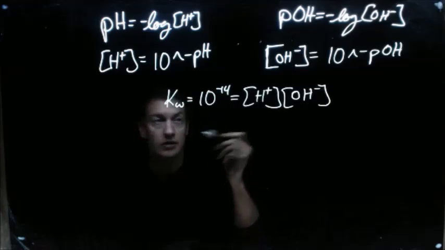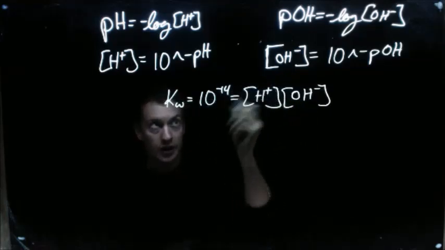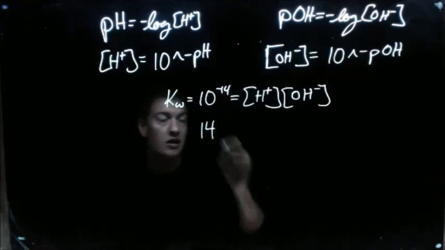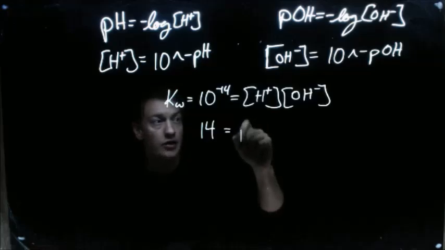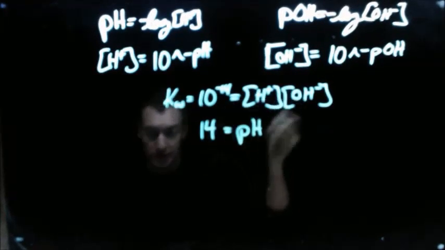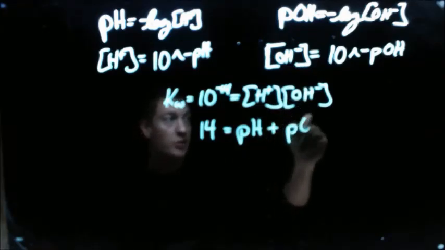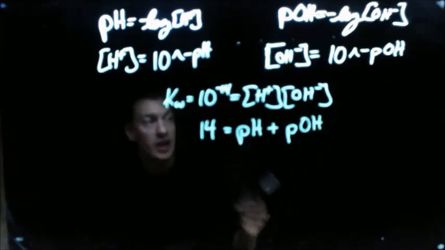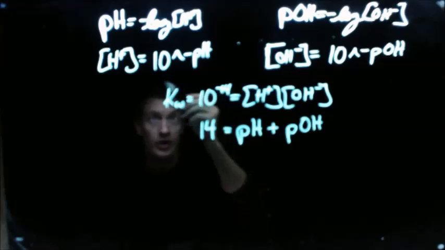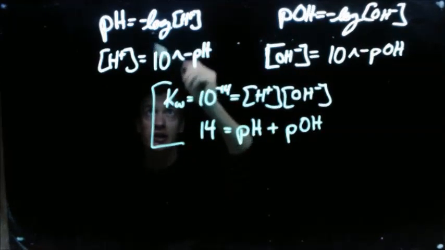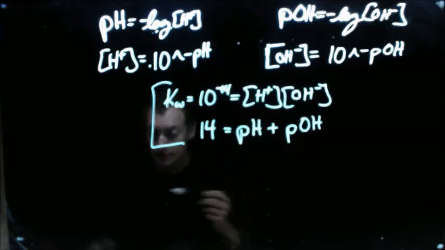Similar thing with pH: the negative log of 10 to the minus 14 is 14. So 14 is going to equal the negative log of hydrogen ion concentration, which is pH, and then since they're logs now you would add them, and the negative log of hydroxide is pOH. So the sum of pH and pOH is 14. And so knowing these two facts, you can relate any one of these four to any of the other three.